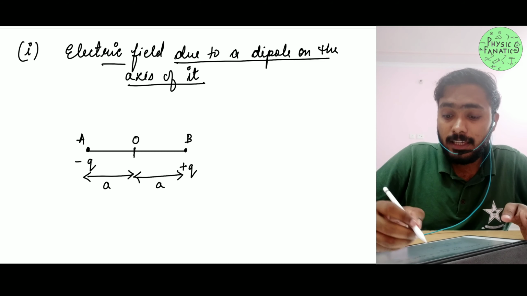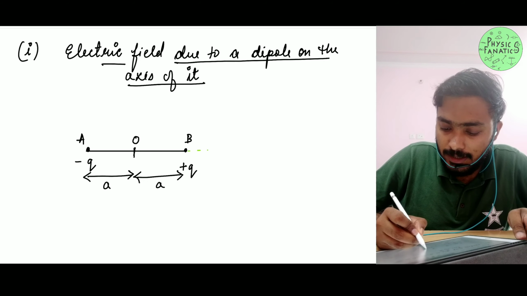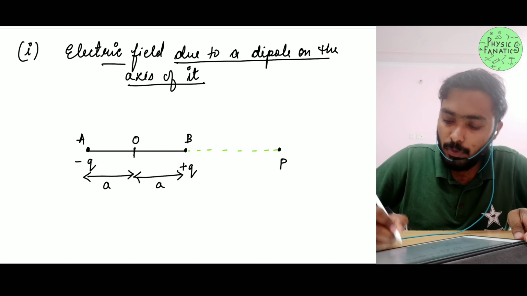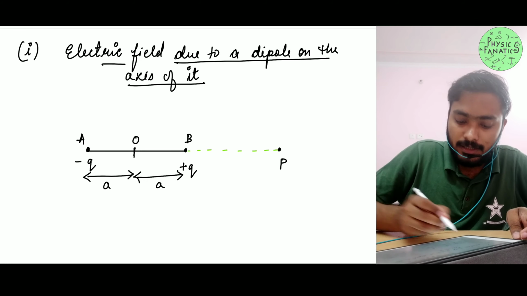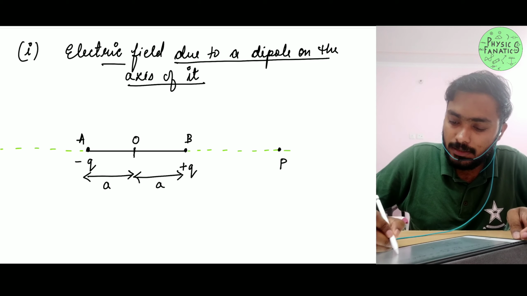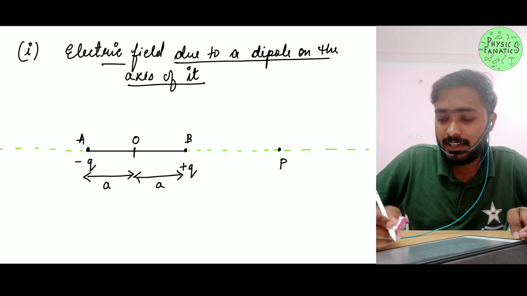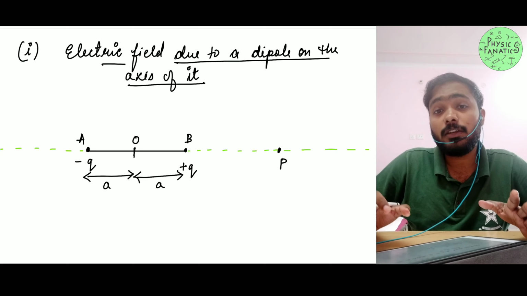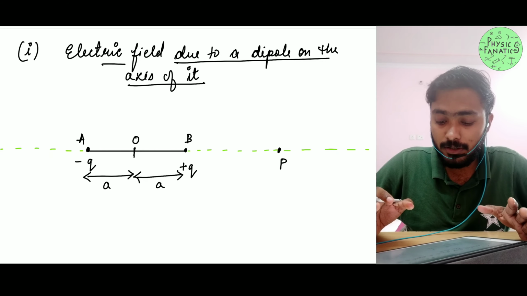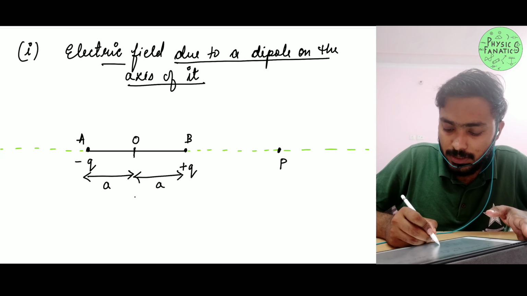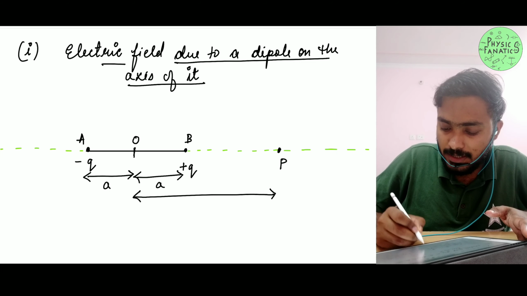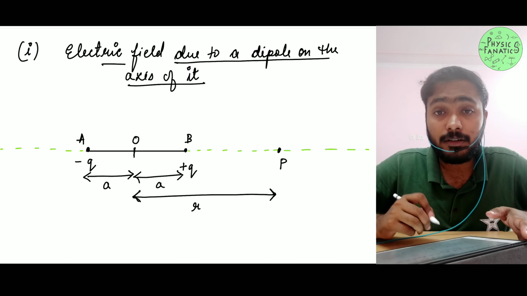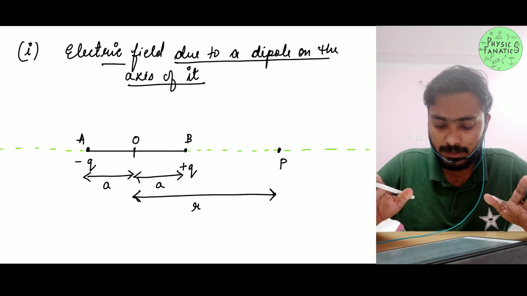I got my dipole, and I am supposed to find the electric field because of this dipole. Let's say at some point P on the axis, you can see this is the axis of the dipole, I have put a random point P. At this point P, I'm going to find the electric field because of the dipole. Let's say the distance from the center O to point P is r. I hope till now everything is understandable.